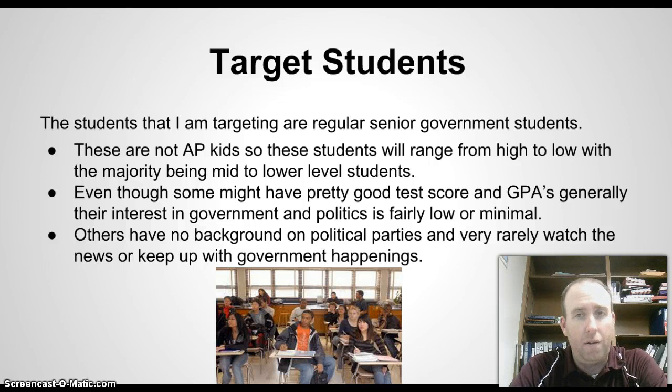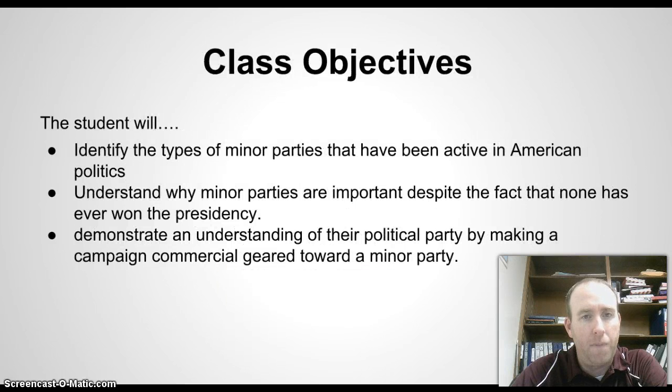A lot of that might be due to the fact that maybe they don't have TV at home or they don't have internet at home, and the only time they get to look at political parties or hear what's happening in the world is while they're at school. So those are the students that I will be targeting with this assignment.